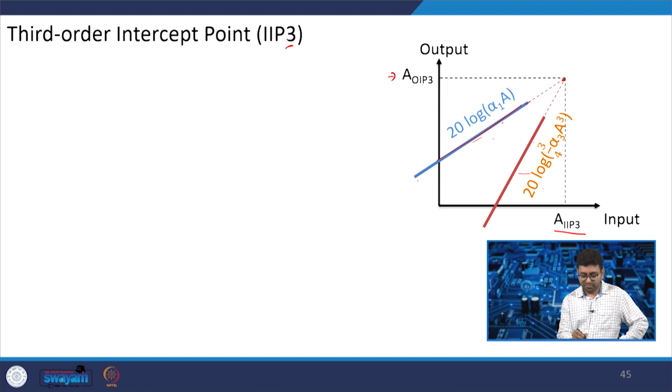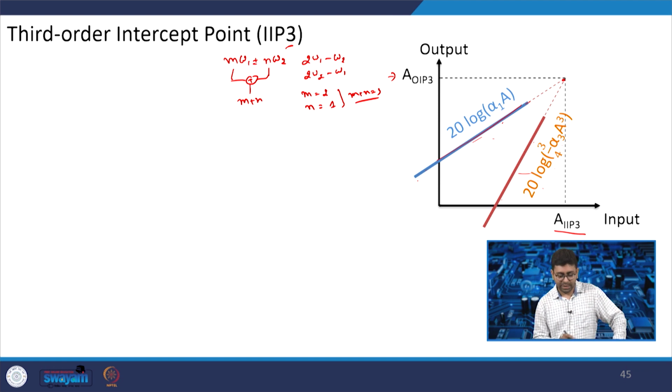I just want to give one analogy. If this is m omega 1 plus or minus n omega 2, how will we get whether it is third, second or first order? We just add these two, so it is m plus n. In our case it is 2 omega 1 minus omega 2, 2 omega 2 minus omega 1, so m is equal to 2 and n is equal to 1, giving m plus n equal to 3. That is why it is called third order. If m is equal to 1 and n is equal to 1, then it is second order. So, it is IIP2, IIP3. Mostly we are interested in IIP3 because these two components lie just at the desired frequency.